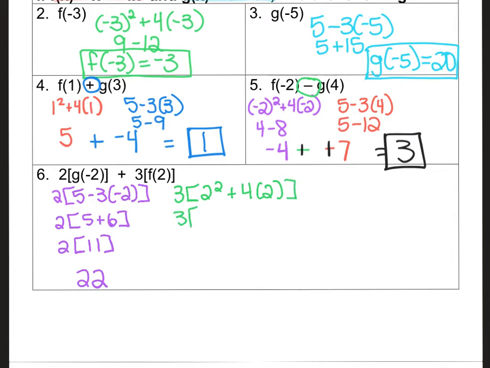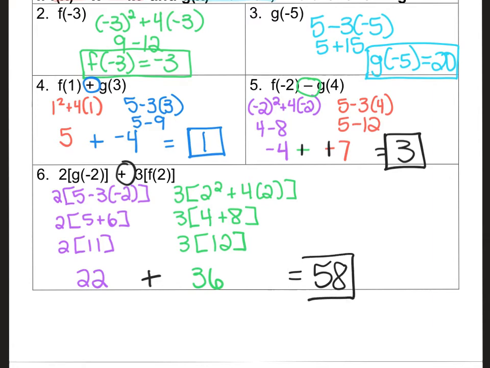And notice I bring down that 3 each time so I don't forget about it. So I get 4 plus 8, so I get 12 inside my brackets. I need to multiply that by the 3 on the outside, and I get 36. And then I can see that what I'm doing with those two is adding them together to get 58. So it's all just about following the function rule that they give you.